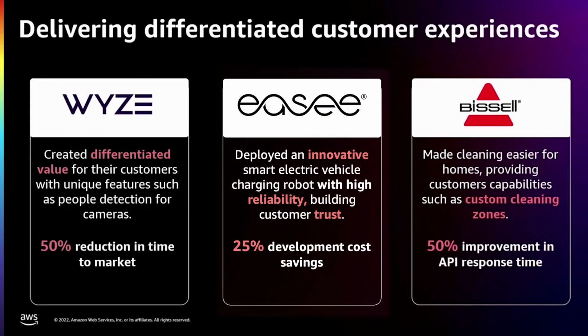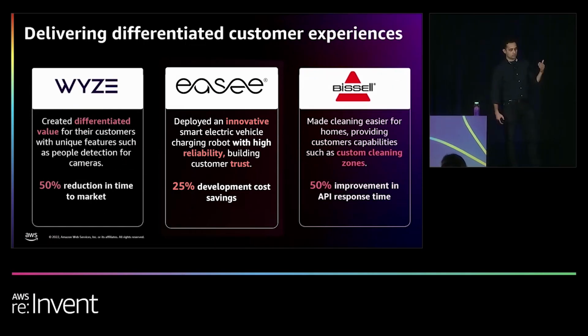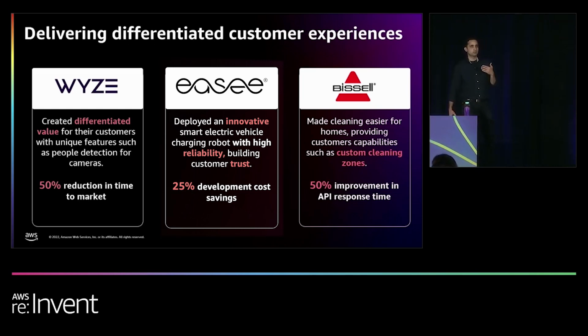Bissell, they make cleaning products, and they were able to get API latency and scalability improvements, and they were able to take those gains and focus on delivering customer value, which was custom cleaning zones. Another customer was able to get development cost savings, which they were then able to put back into product improvements and build customer trust on their side. So overall, you see this mapping of this two-step. They get benefits, and they're able to pass that on into customer delight and innovation on their side.